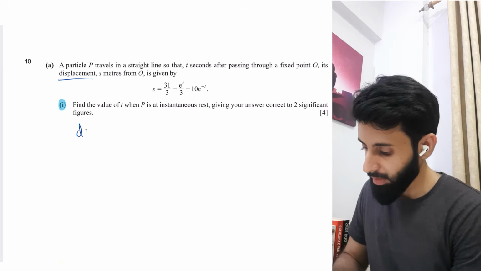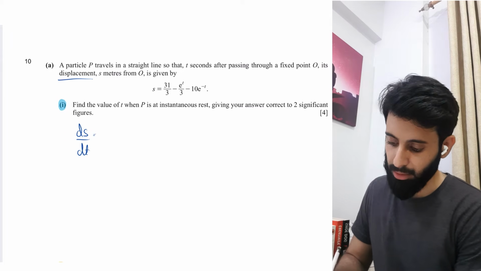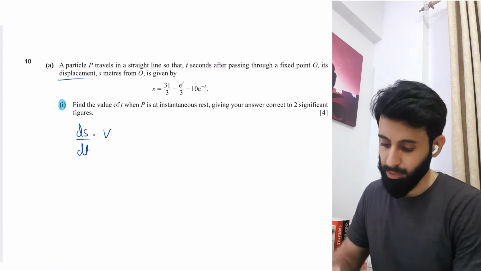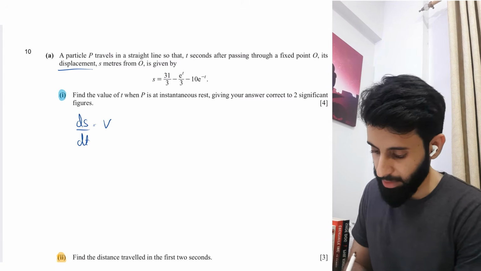Okay. And why exactly do I need to differentiate it? Because the derivative of displacement with respect to time is equal to velocity. Velocity, as we know, is basically speed over time. So, speed over time is what gives us velocity. Anyway, so I'm going to differentiate displacement.